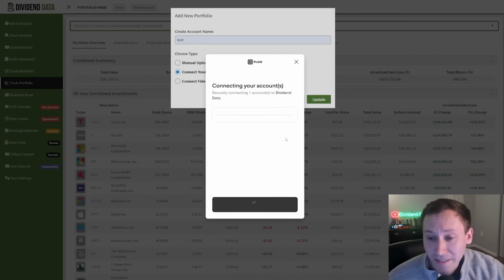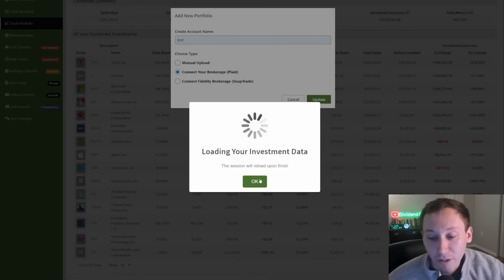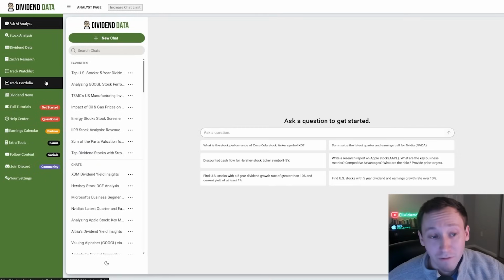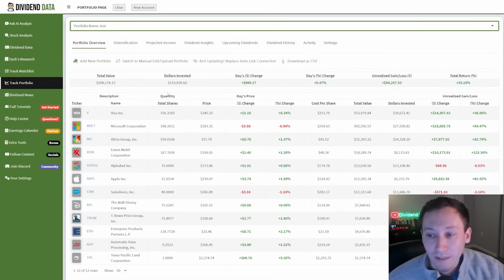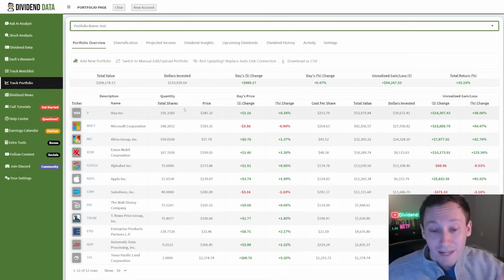After logging in and selecting your account, you can see it starts to connect and verify the connection. And by the way, this is read only, and then it will load your investment data and reload the page. And boom, you have officially linked your account. You can go back to track portfolio, go down and you can see Test is now loaded. And this is a different version of my dividend portfolio without dividend reinvestment tracking, but it is automatically updating and I didn't have to add anything manually.